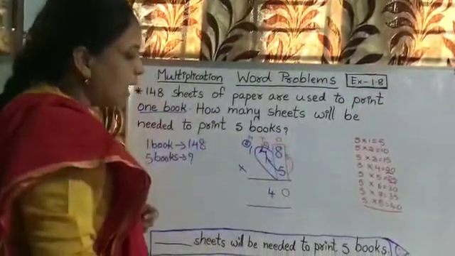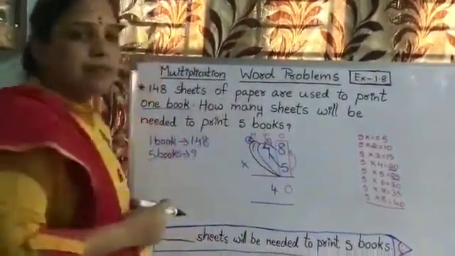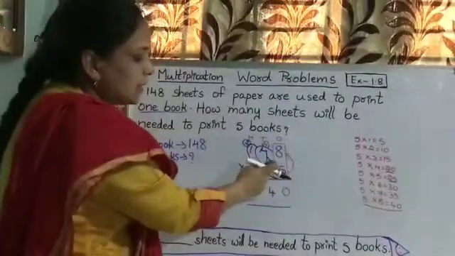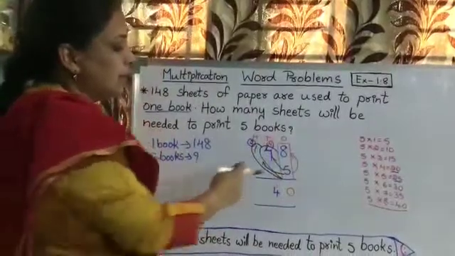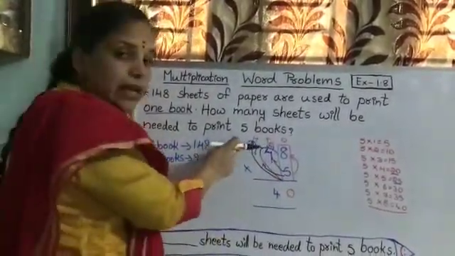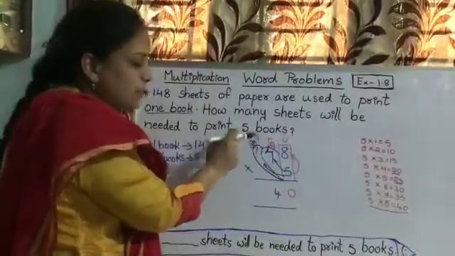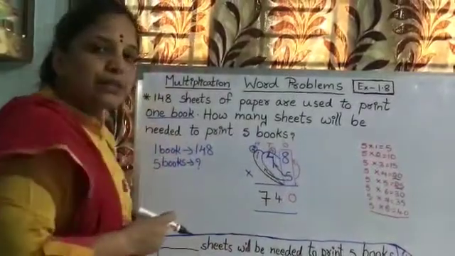Now you have to multiply with the 100's place digit, because you completed the 1's place and 10's place. Now multiply 5 with the hundreds place digit. That is 5 ones are 5. 5 plus 2, how much, children? Here the carry over is there, don't forget. 5 plus 2 is 7. So the answer is how much, children?